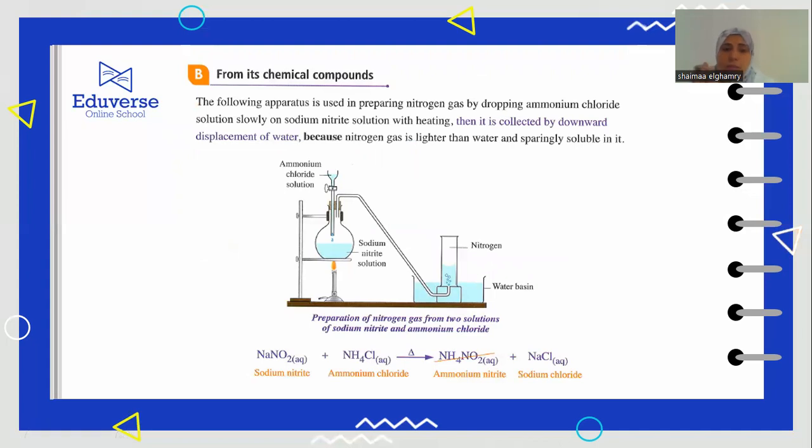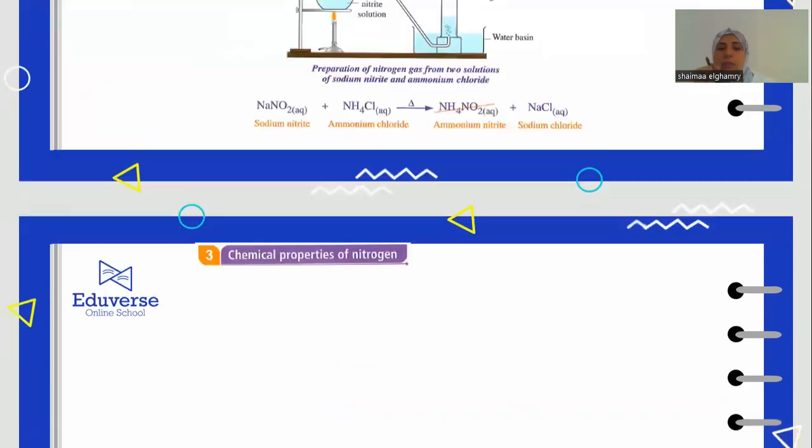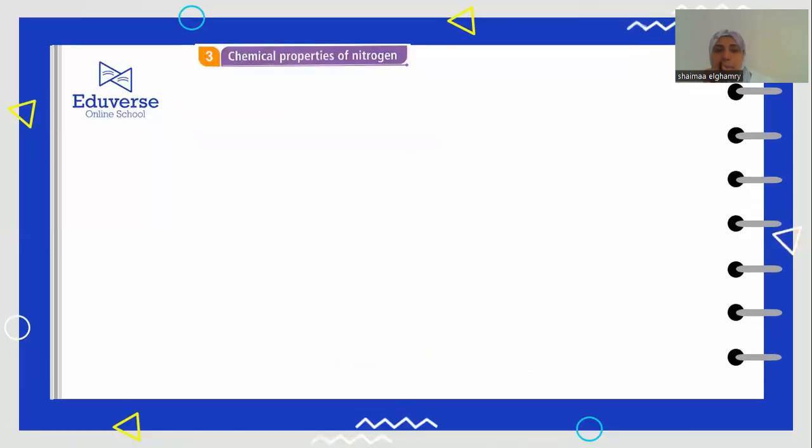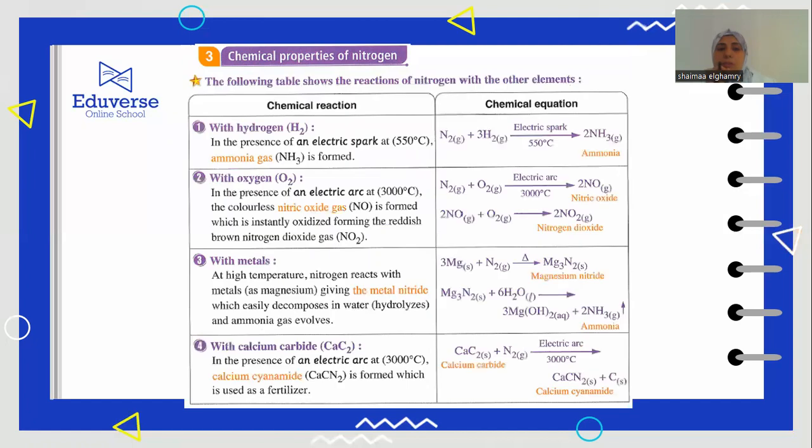Another way in the chemistry lab is by using ammonium chloride solution, NH4Cl, and sodium nitrite, NaNO2, to get NH4NO2 plus NaCl. NH4NO2 is not stable, so it decomposes, producing nitrogen gas. The chemical properties of nitrogen: nitrogen reacts with hydrogen, forming ammonia with electric spark.